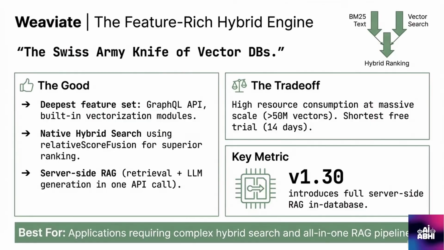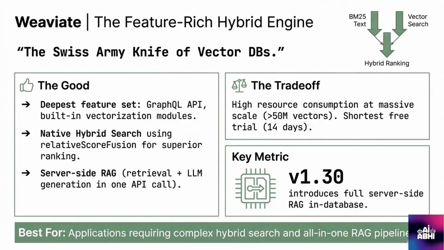Weaviate can also vectorize your data for you. Plug in an OpenAI or Cohere module, and it generates the embeddings on ingestion. And version 1.30 introduces server-side RAG: vector retrieval and LLM generation in a single API call. So that's a full RAG pipeline inside the database.